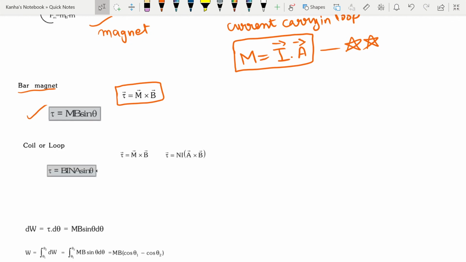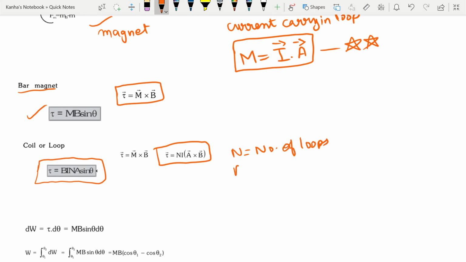Here torque is again M cross B, which is NI into A cross B, because my M was given by I into A. Or what you should remember here is this takes the form torque is equal to BINA sin theta. Here N is the number of loops, A is the area element, and B is the magnetic field. This is the external magnetic field.